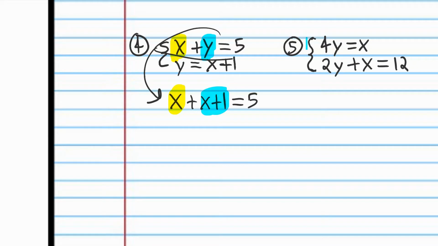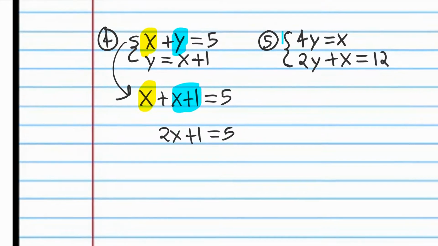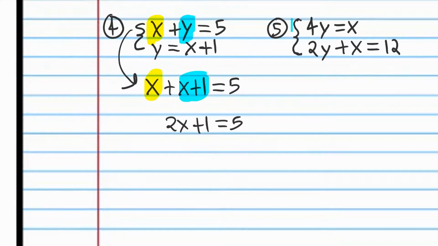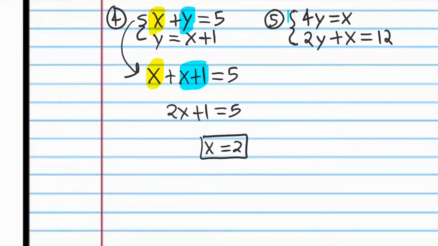We're using this equation. So x plus x is 2x, and now we have a two-step equation. So we just subtract 1 from both sides and divide by 2, and we get 2. X is equal to 2. And so if you got 2, good job.